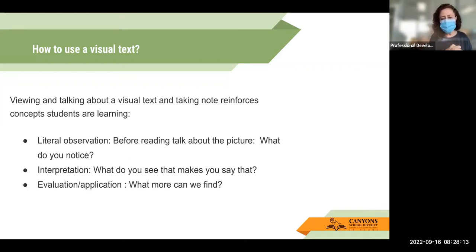And then evaluation as an application: what more can we find? Those are helpful questions. You are more than welcome to have your own questions. But the first one always starts at, what do you see? What do you notice in the picture? So make sure that your visual represents your lesson in general.